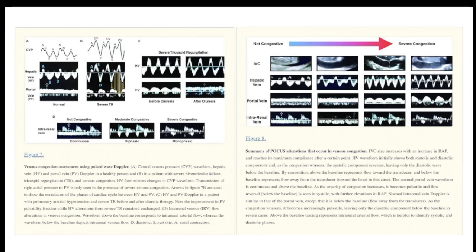Alright, so as a junior resident or as a resident who is looking after the patients, who's trying to do POCUS, you need not spend so much time on deciphering the intricacies of a POCUS. But the basics of it are that as the severity of congestion increases, the vessels become more pulsatile, and there is a flow reversal. That is, the flow is below the baseline in the systole, with further elevations in the right atrial pressure.